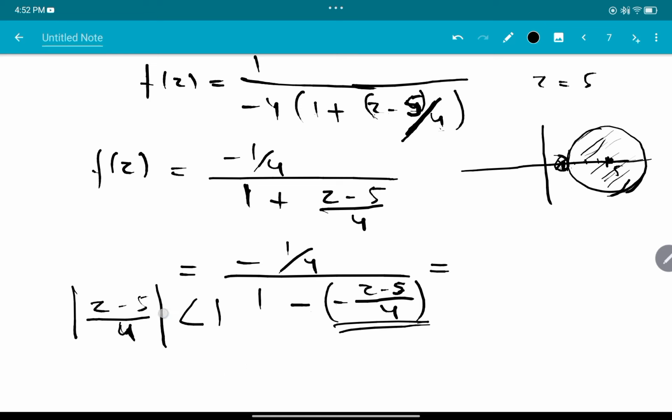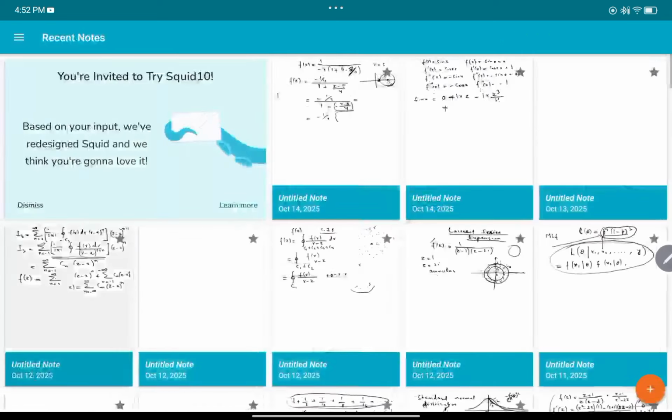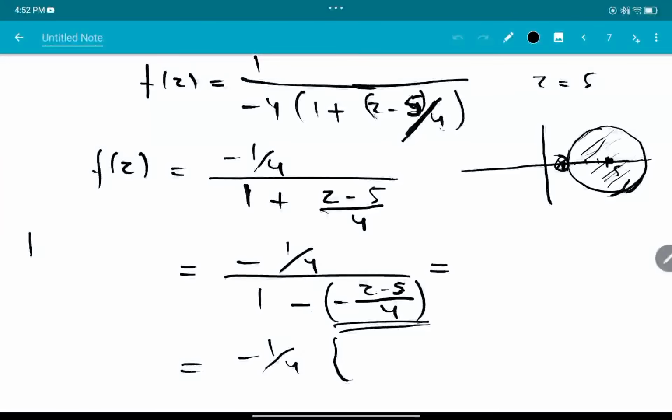Now we can expand it in a geometric series. We can write minus 1 by 4 into this. Now you know 1 divided by 1 minus x is simply equal to 1 plus x plus x square plus x cube, and so on and so on.